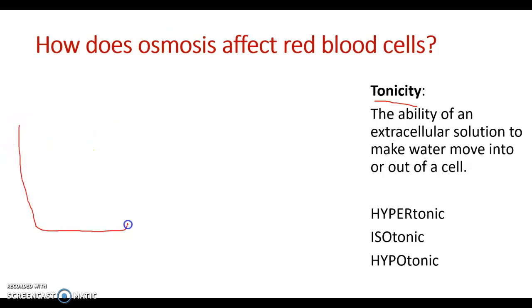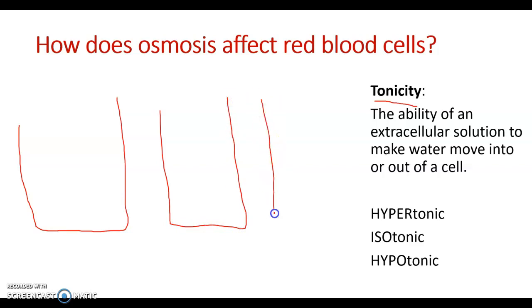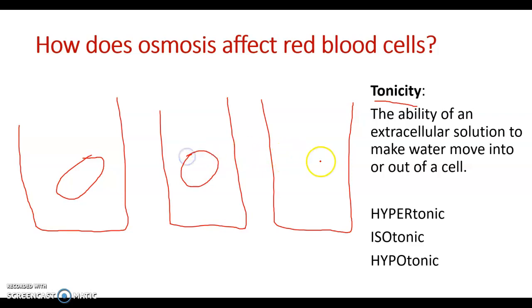I'm going to draw my three beakers. I'm not a great computer artist here, so bear with me. And we're going to draw a red blood cell in the middle, that biconcave disc shape. And we're going to put each of our imaginary cells here in a different concentration. So our solution on the outside can either be hypertonic, isotonic, or hypotonic.